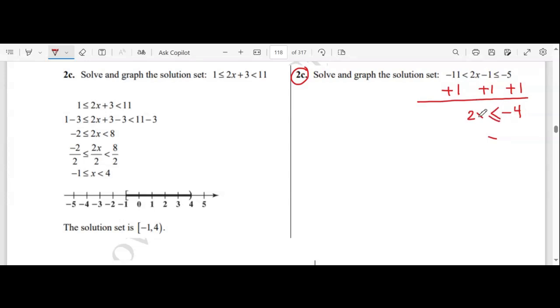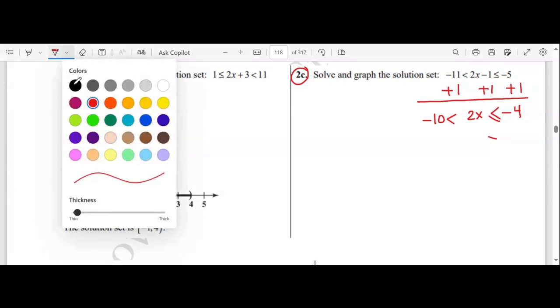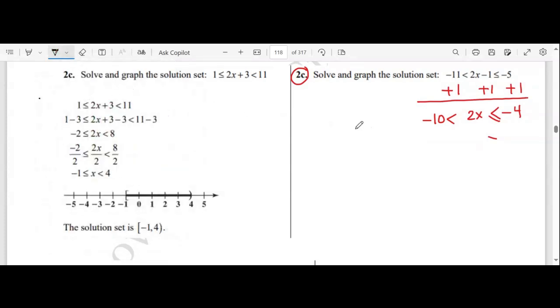How much? 2x. Negative 10, correct? And what's the next step? What should I do? Divide by 2, very good. Why divide by 2? So I can get rid of this 2, correct. So x is going to be what? Is this clear? So x is less than or equal to negative 2 and greater than negative 5.